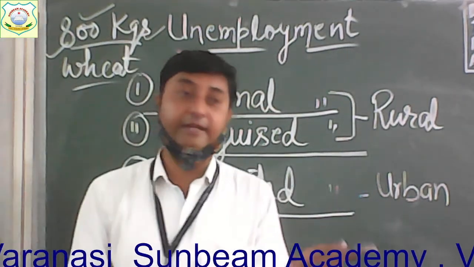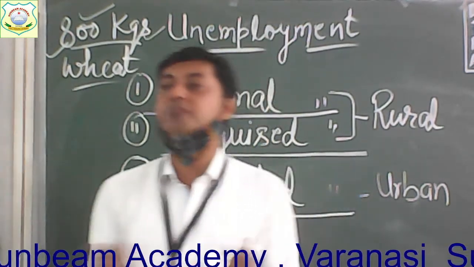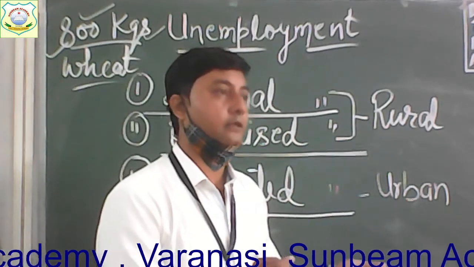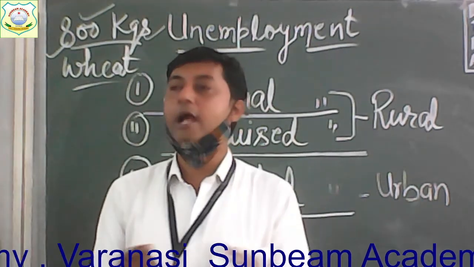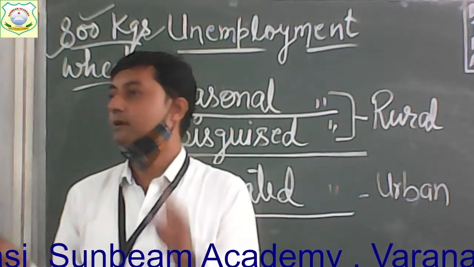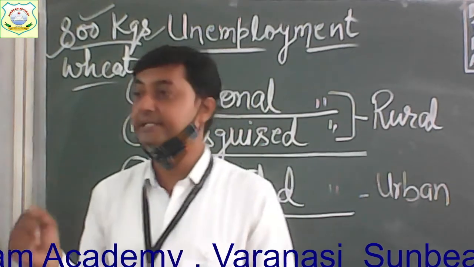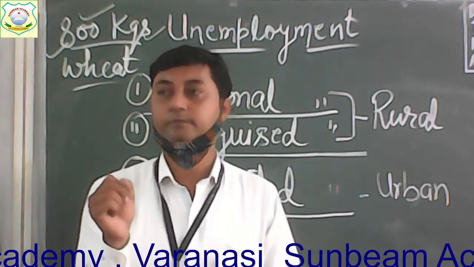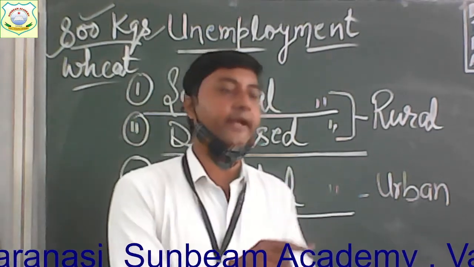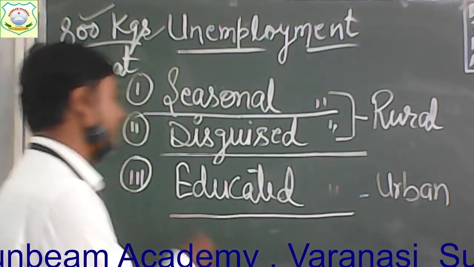Like that day I gave one example. Suppose someone is a master in science. Master in science means what? He has passed MSc. What is the full form of MSc? Master of Science. So he is a Master of Science, MSc, and he is driving an auto. What does it mean? He is earning, but he is not earning according to his qualification. So that is educated unemployment.